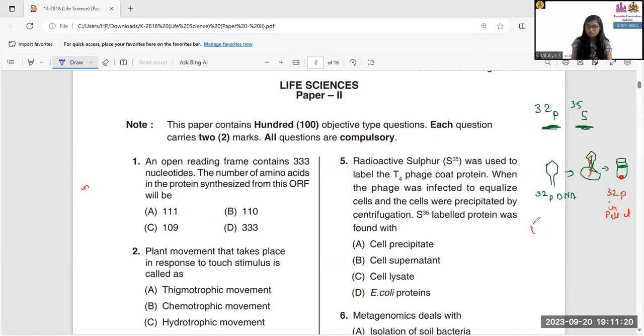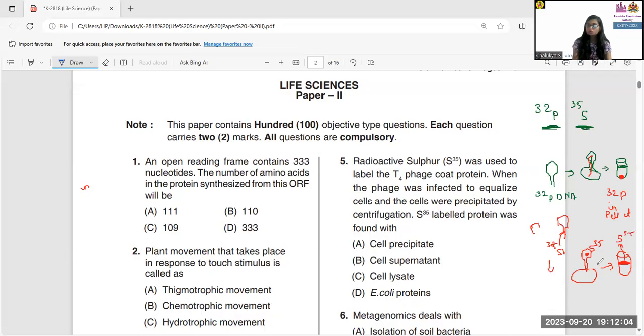Next, they took one more bacteriophage and added sulfur 35 to it, which again was used to infect a cell. This bacteriophage contains a sulfur 35 protein coat. Bacteriophage has a protein coat, right? In this protein coat, there is sulfur 35. So after centrifugation, we can identify the sulfur 35 in the supernatant.